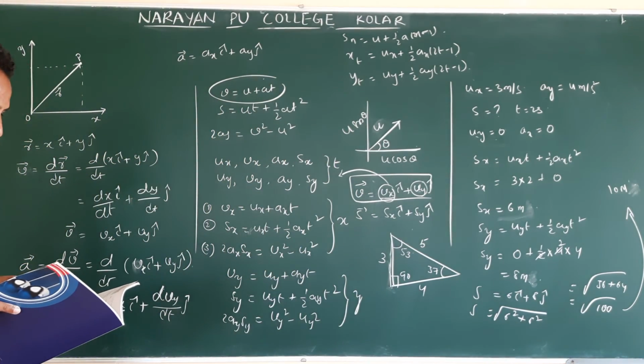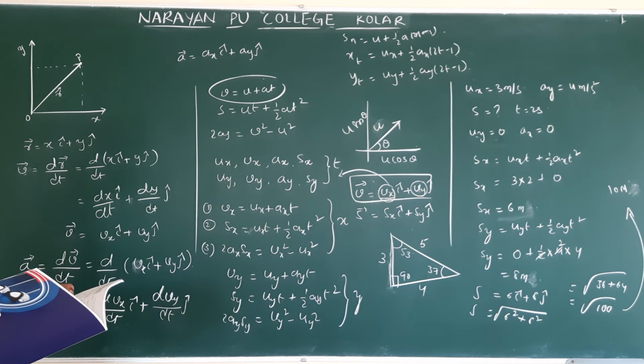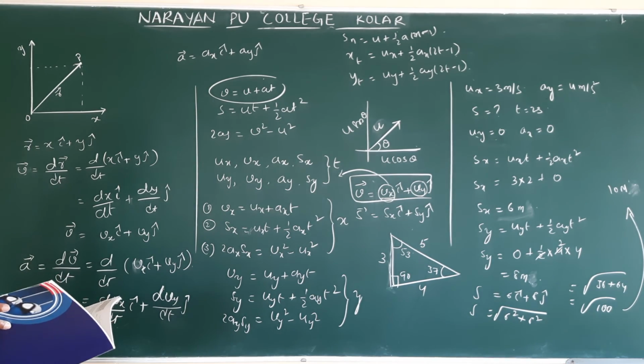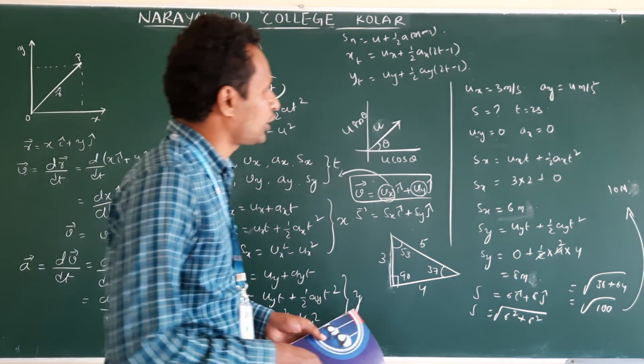Did they ask the direction? They did not ask, but what did they do? They calculated direction also. Clear? And then what did they ask? They asked the trajectory equation. Clear? Trajectory equation, how do we find?